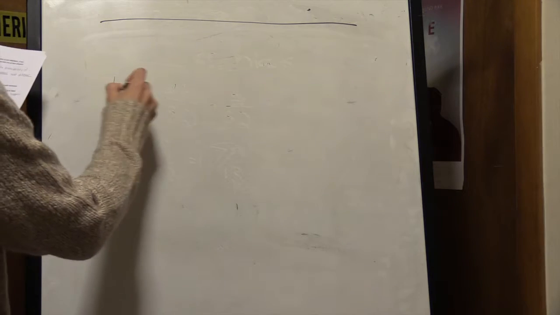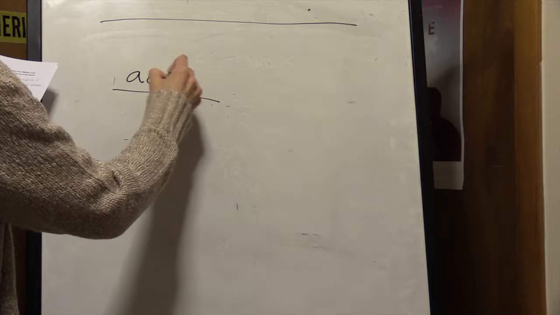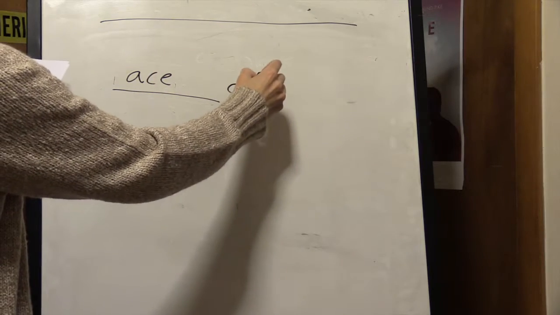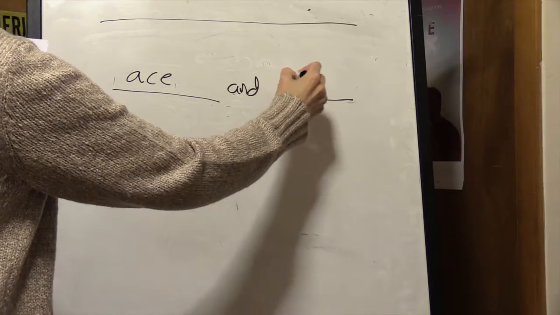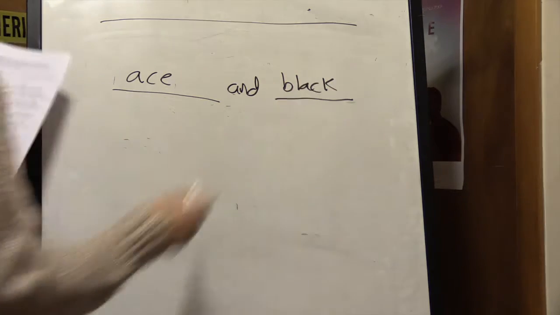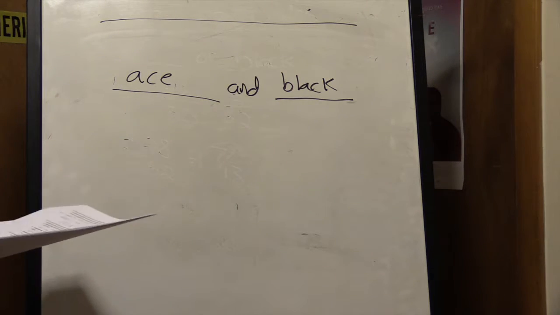Okay, let's look at number 15. 2 cards are drawn from a deck with replacement. What is the probability that the first card is an ace and the second card is black? So this is very straightforward. The first card is an ace and the second card is black. So because this is an and, it's going to be a multiplication.